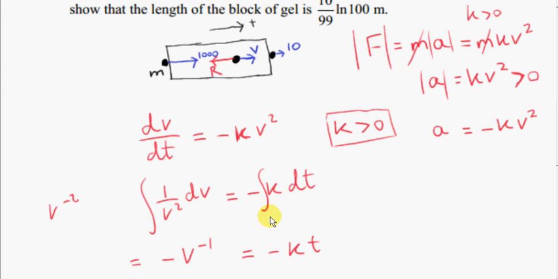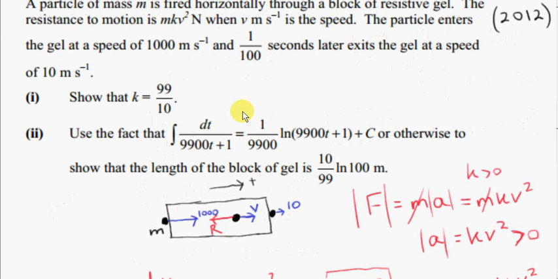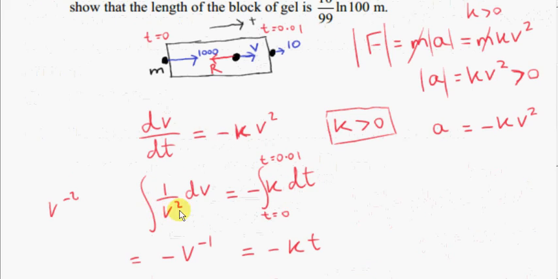Okay, so the initial time is 0. If we go back up here, we will see that the final time is 1/100 of a second. So t runs from 0 to 0.01. And at t equals 0, the velocity is 1000. It's plus 1000 because the velocity vector is pointing to the right in the positive direction. And at t equals 0.01, 1/100 of a second later, the velocity is 10.